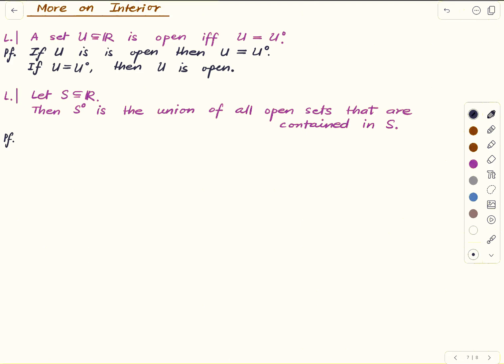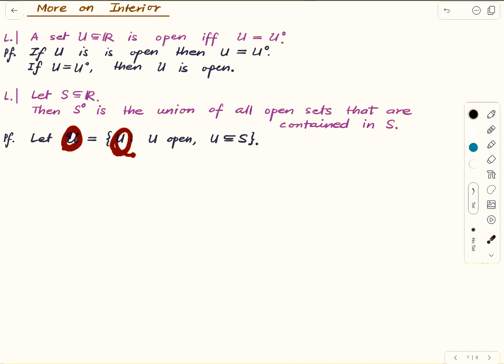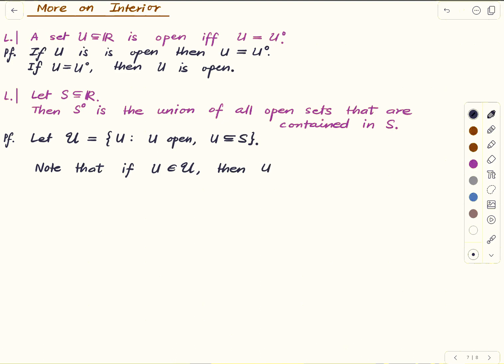So let this be the collection of all open sets which are contained in S. So this is script U. Script U is the collection of all open sets which are contained in S. Okay. Now note that if U is in script U, then U is contained in the interior of S.